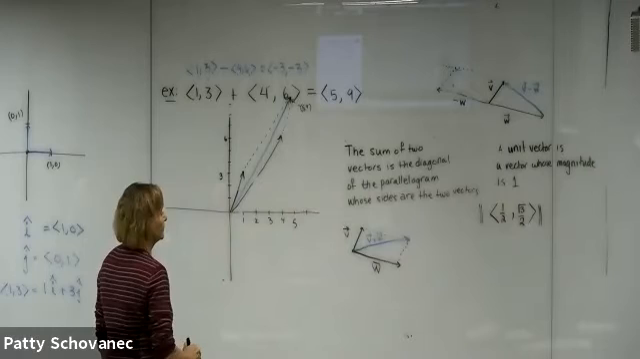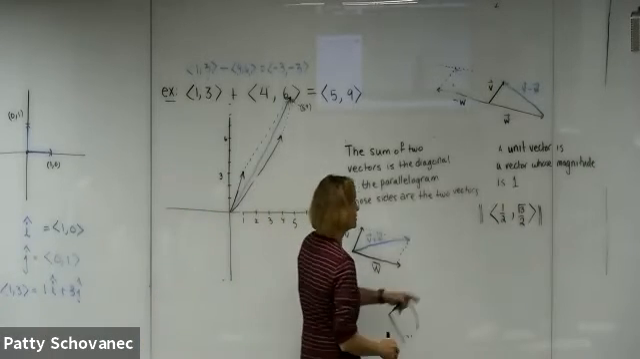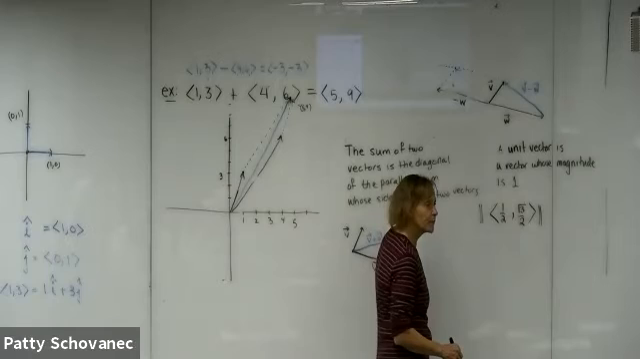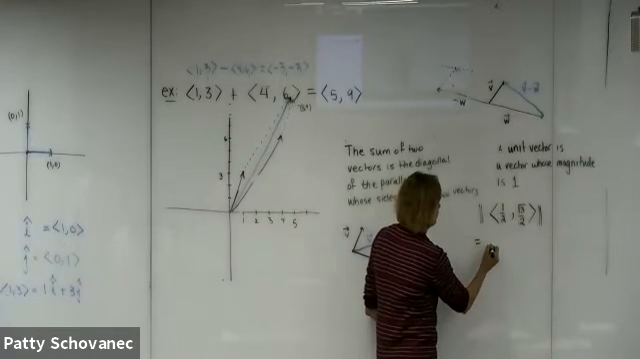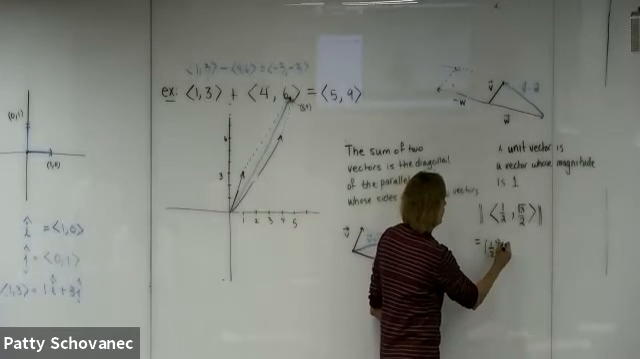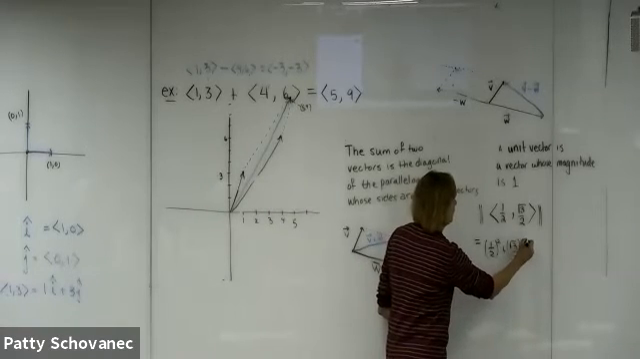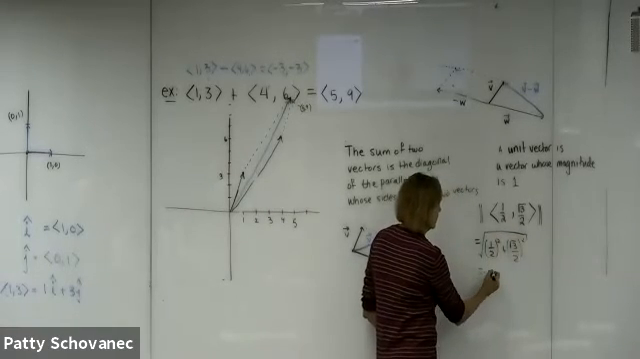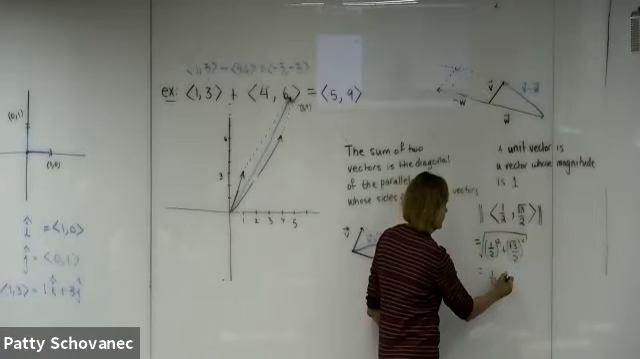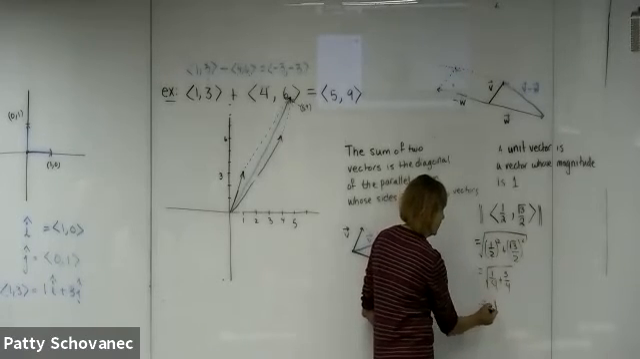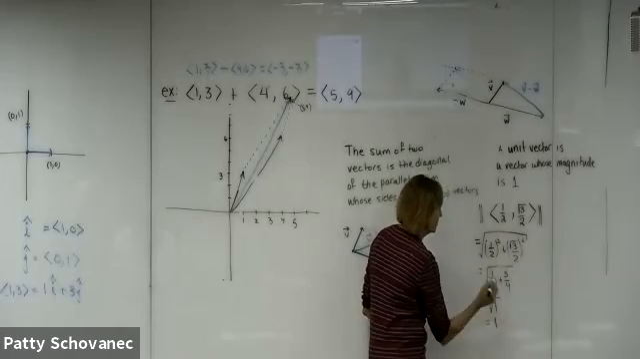The magnitude of that vector is found by squaring this number, squaring that number, adding them together, and taking the square root. So it's (1/2) squared plus (square root of 3 over 2) squared. That's 1/4 plus 3/4, which is 4/4 or 1, and the square root of 1 is 1.